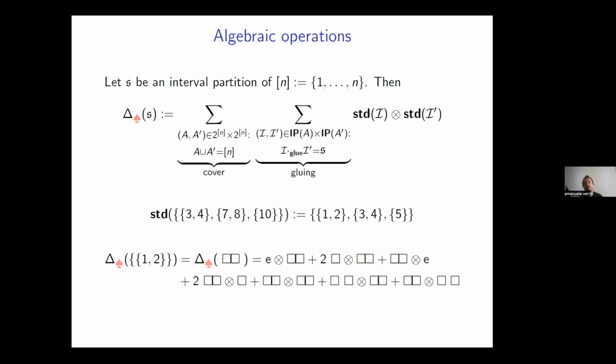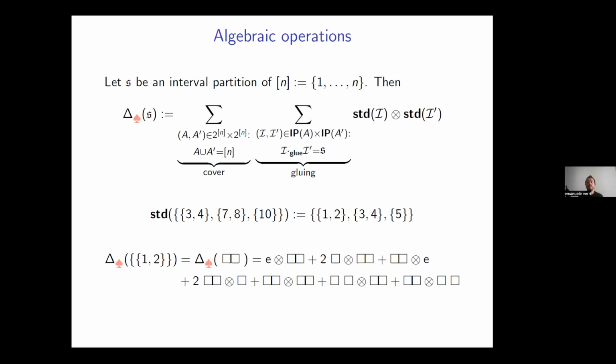And then the further step is to consider pairs of interval partitions, where here IPA denotes that I is an interval partition of A, and I prime is an interval partition on A prime, and then we ask for the gluing to be equal to this interval partition S. And of course, for the same pairs of A's, there are also different choices of I and I prime.